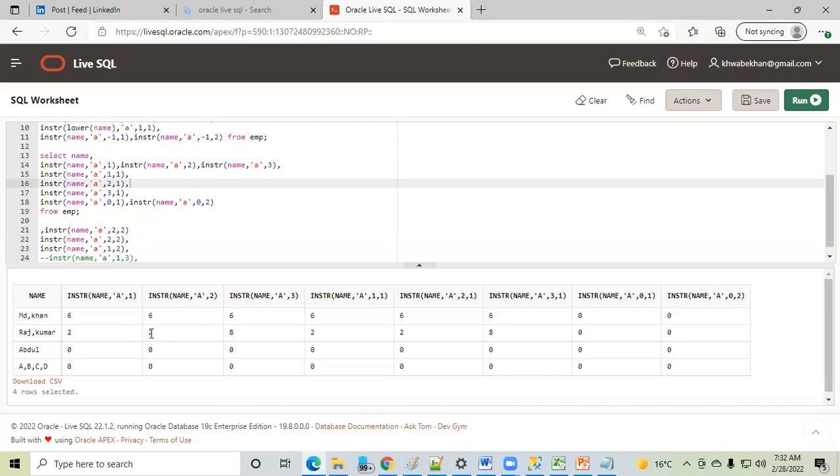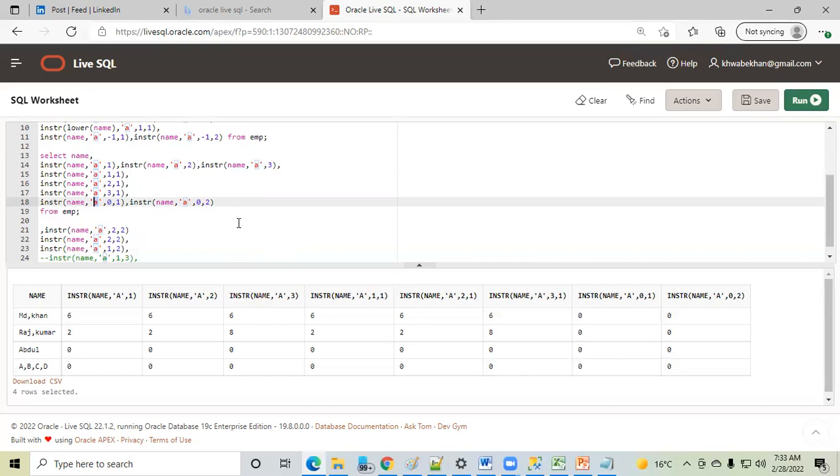What is the use of the INSTR function? Very high level, tell me. Searching the position of a particular character in the string. Okay. Is this case sensitive or case insensitive? Case sensitive. If I write capital A here, that will change the position, right? Okay, fine.